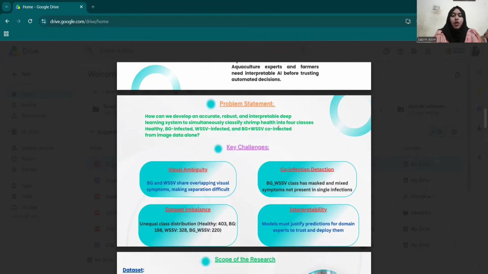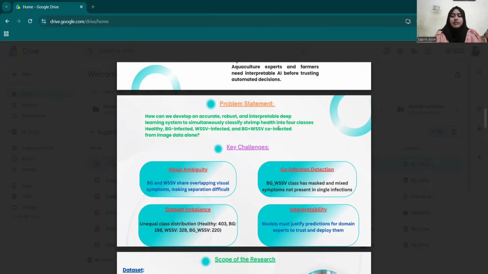The second one is data imbalance. Data imbalance means a different number of images for each class: healthy 403, BG 198, WSSV 328, BG with WSSV 220.